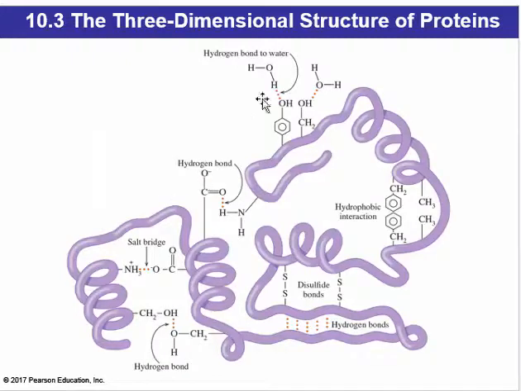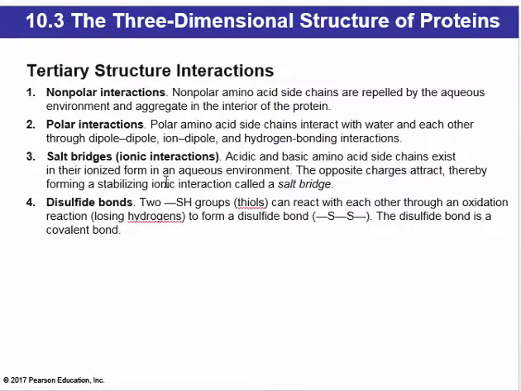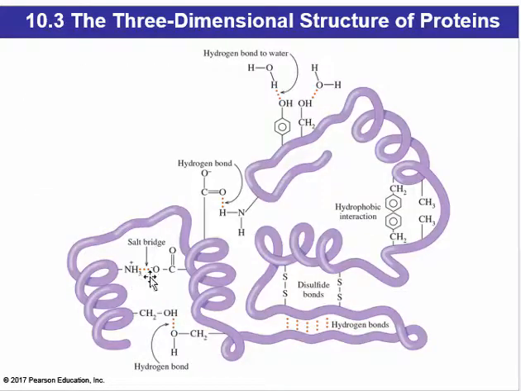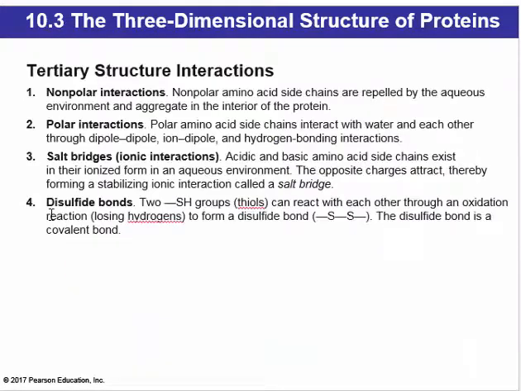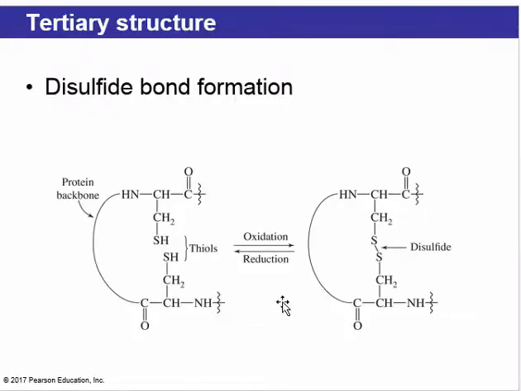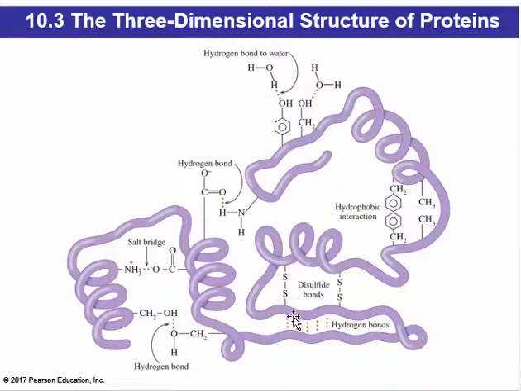So we see hydrogen bonding occurs quite a bit. Then salt bridges, which occur anytime we have ions in the side chain, and then disulfide bonds. So that's going to occur anytime we have two thiol groups interact, and so thiols are found in the amino acid cysteine, and they're going to get oxidized, and when they oxidize, they lose hydrogen and form this disulfide bond. So those disulfide bonds are definitely stabilizing forces for the tertiary structure.